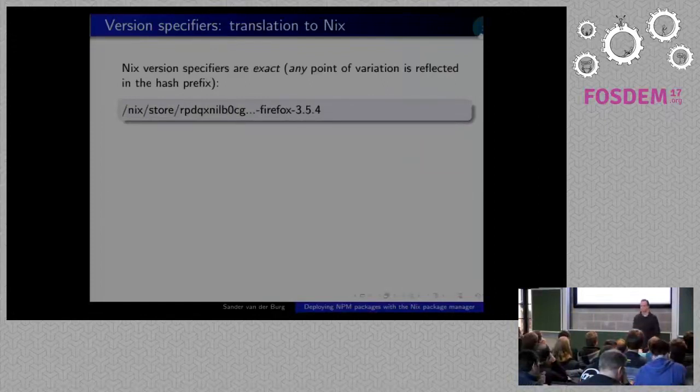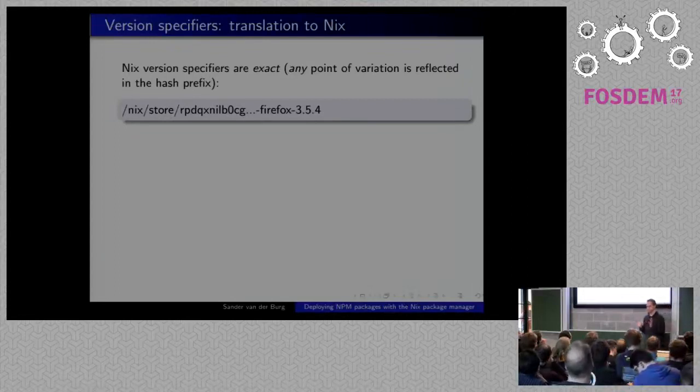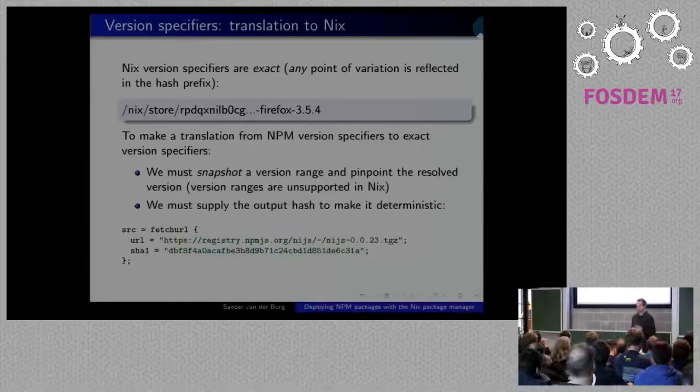Now, if you want to make a translation, in Nix we use hash codes to identify packages, and in NPM they use a name and a version number. So how can we make a translation between these 2 means of specifying versions? And there's only one solution from my perspective.